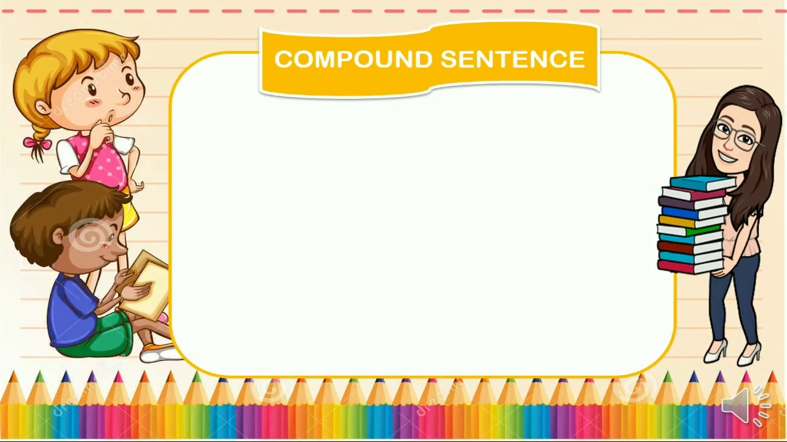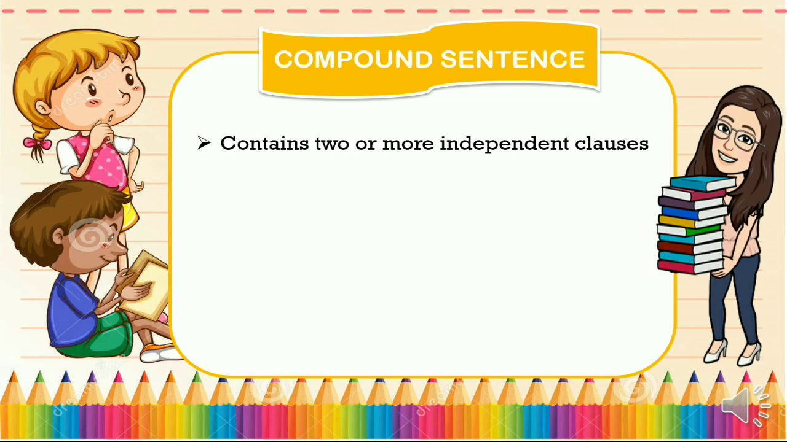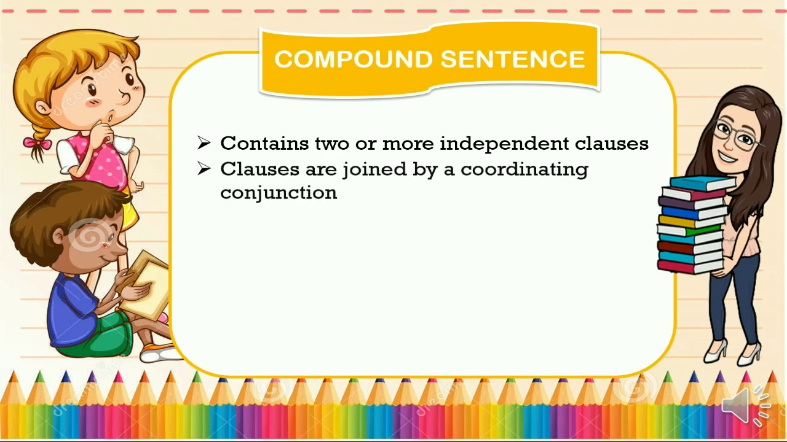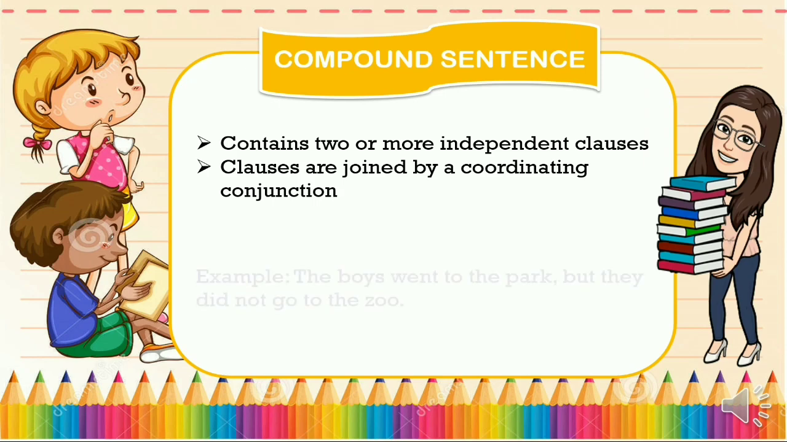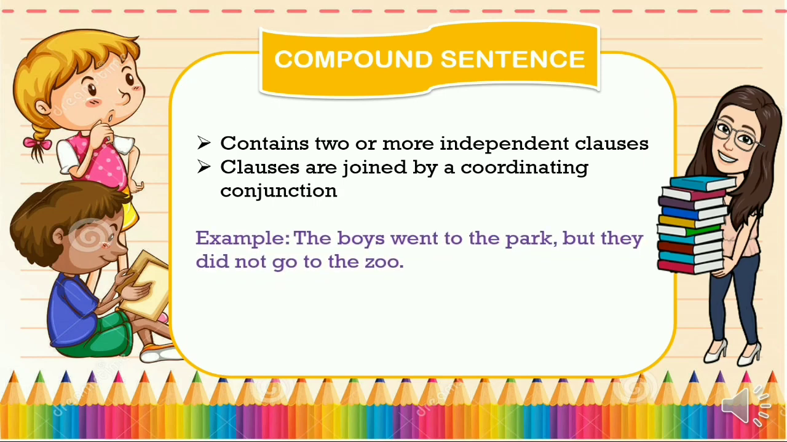How about compound sentence? A compound sentence contains two or more independent clauses. Clauses are joined by a coordinating conjunction. For example, the boys went to the park but they did not go to the zoo. What are the two independent clauses in this sentence? The boys went to the park. They did not go to the zoo.